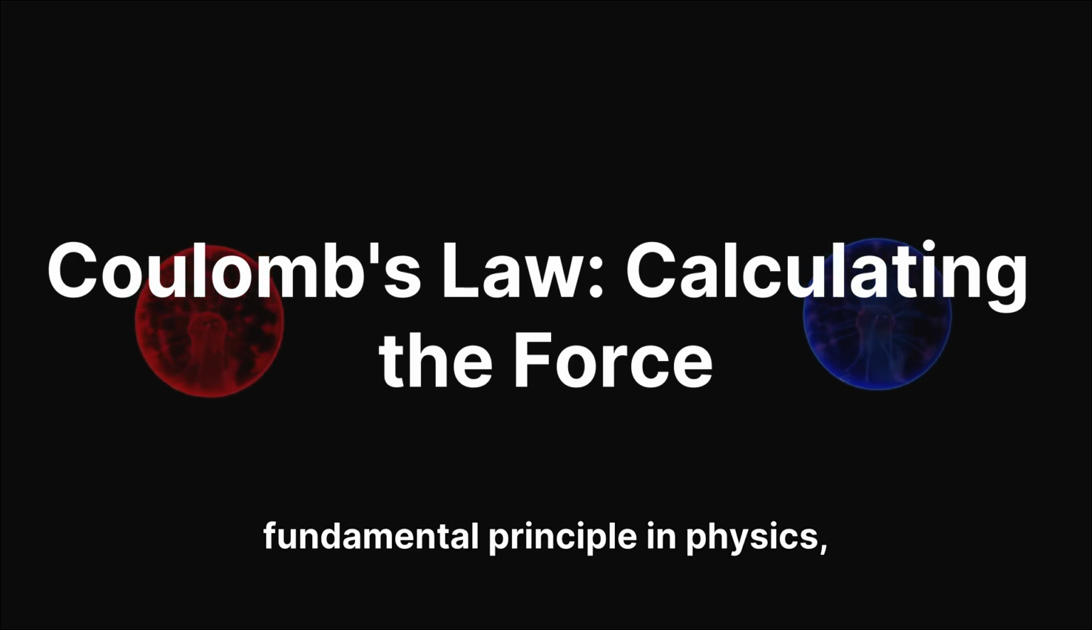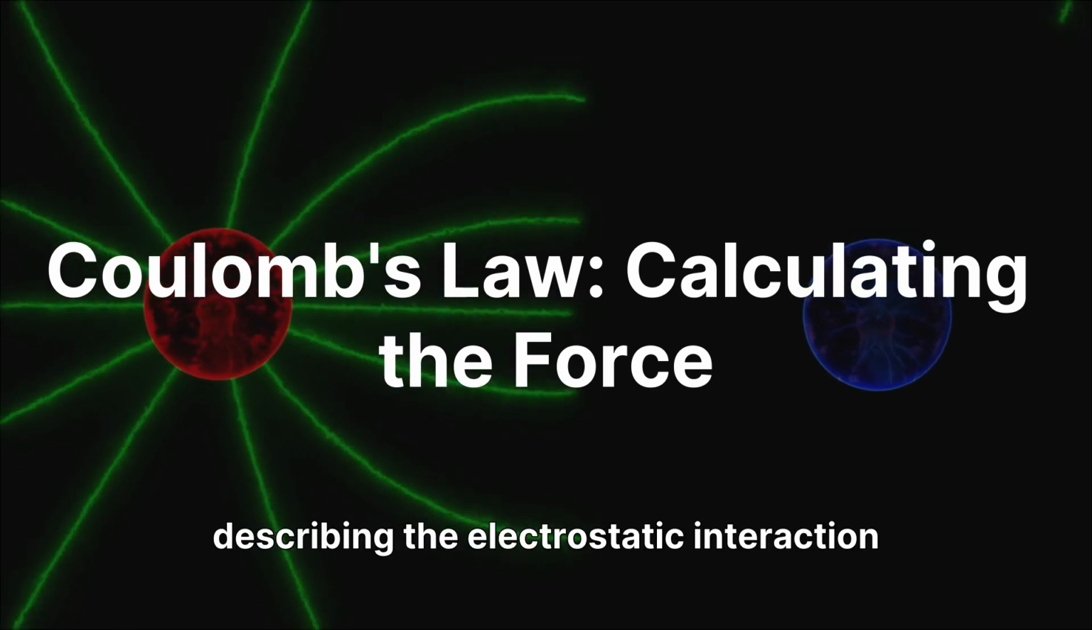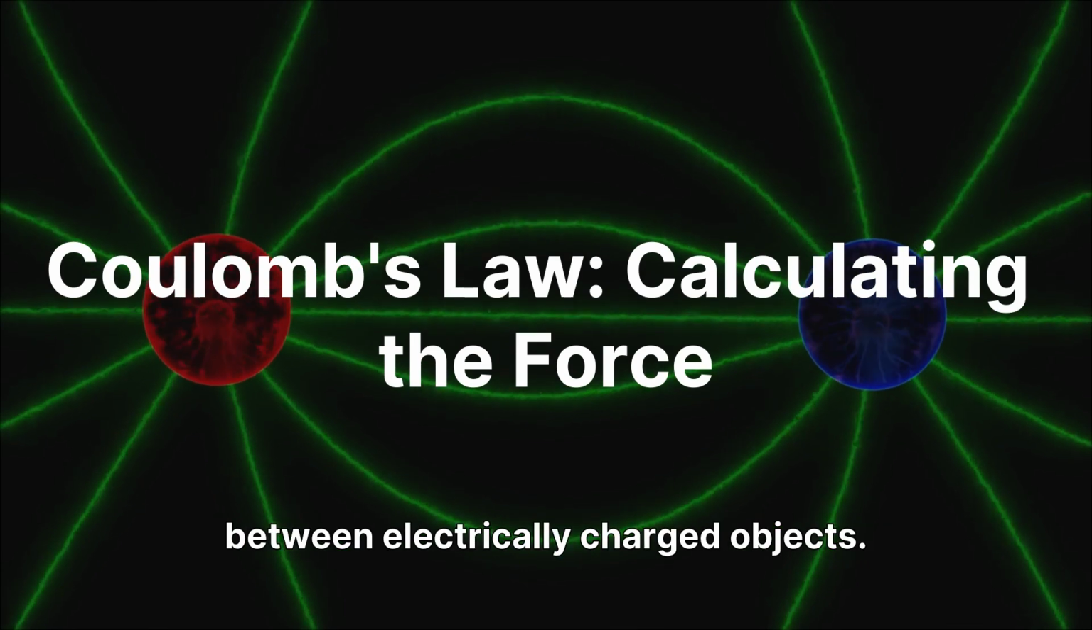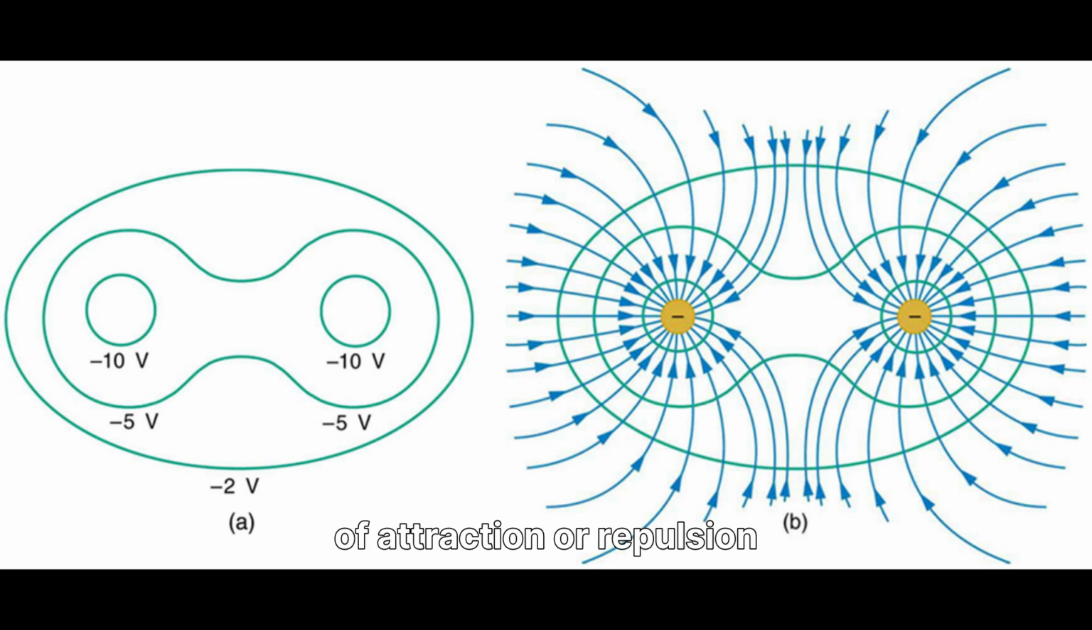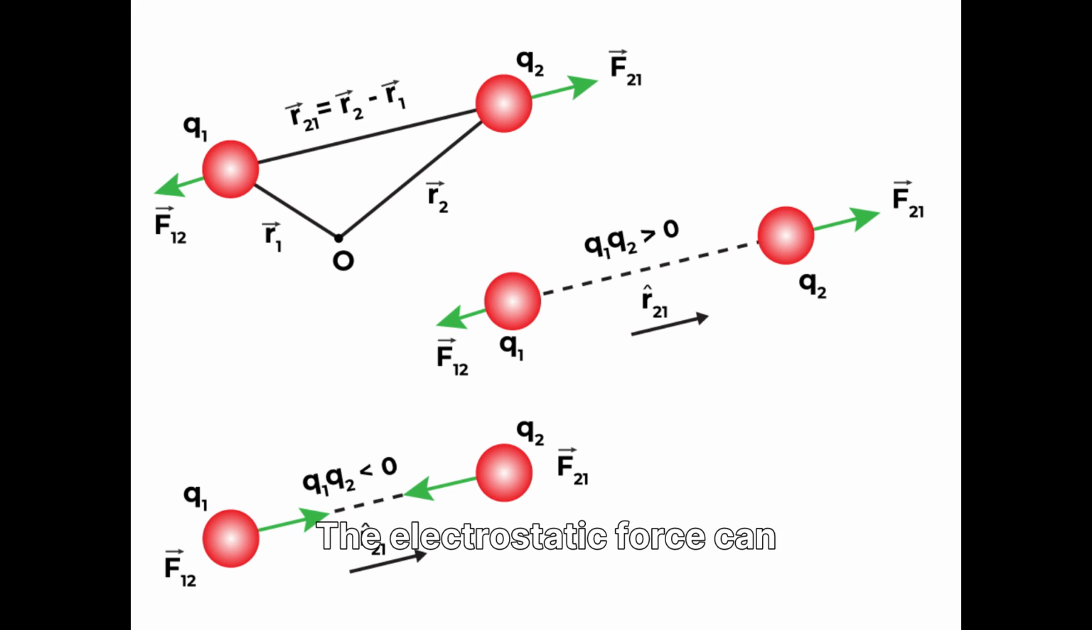Coulomb's law is a fundamental principle in physics, describing the electrostatic interaction between electrically charged objects. It quantifies the force of attraction or repulsion between two point charges, which are objects significantly smaller than the distance separating them. The electrostatic force can be attractive, pulling opposite charges together, or repulsive, pushing like charges apart.